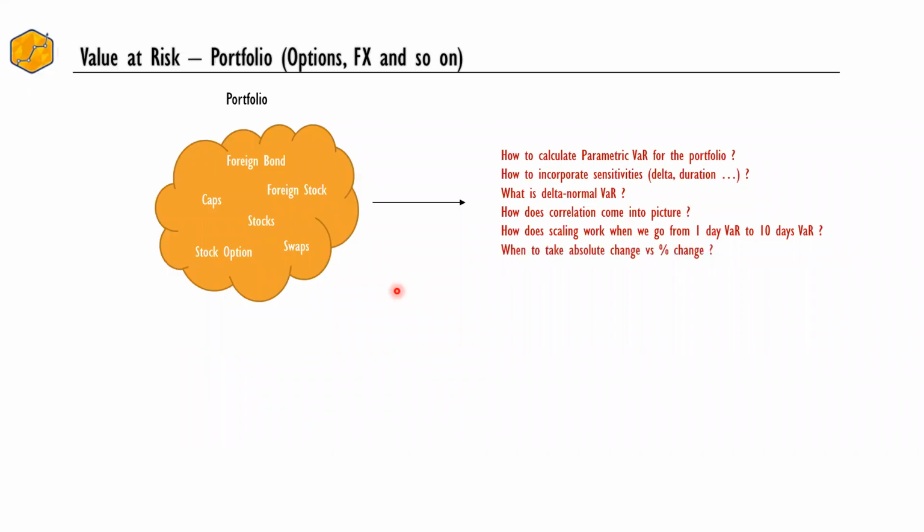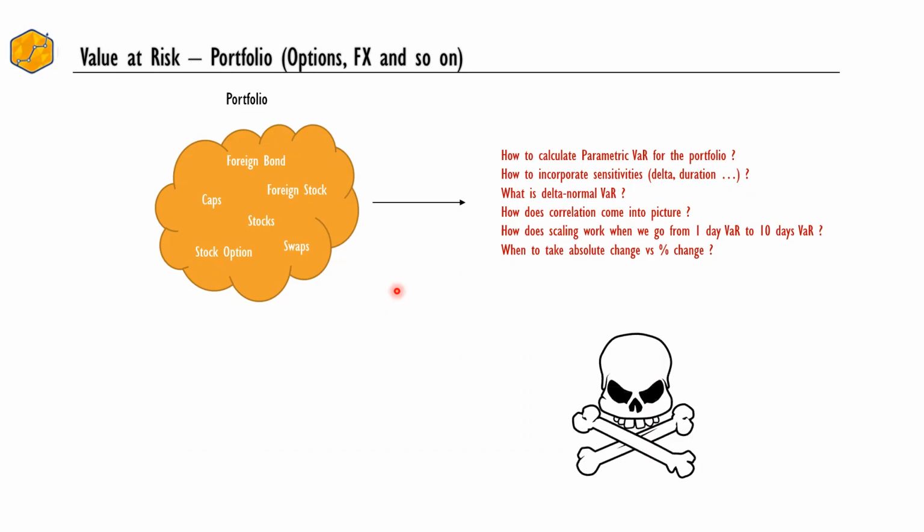When do we take percentage return versus when do we take absolute changes? When we talk about a stock portfolio, we take percentage returns or relative returns. When we talk about bond yield, there we take the change in yield, not percentage returns. And there are reasons for everything. So we'll see that.